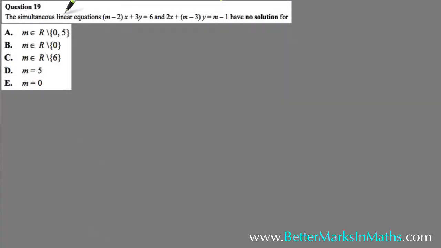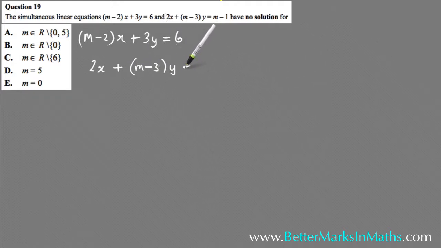Question 19. The simultaneous linear equations (m minus 2)x plus 3y equals 6 and 2x plus (m minus 3)y equals m minus 1 have no solutions for one of these values of m. So writing out the equations first of all: (m minus 2) multiplied by x plus 3y equals 6, and 2x plus, in brackets, (m minus 3)y equals m minus 1.